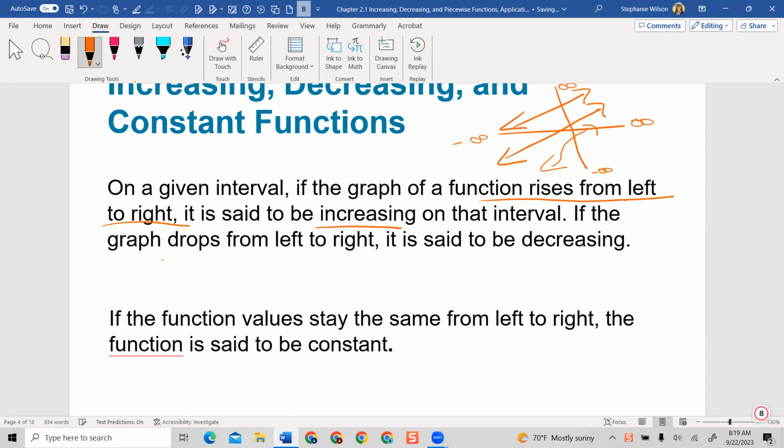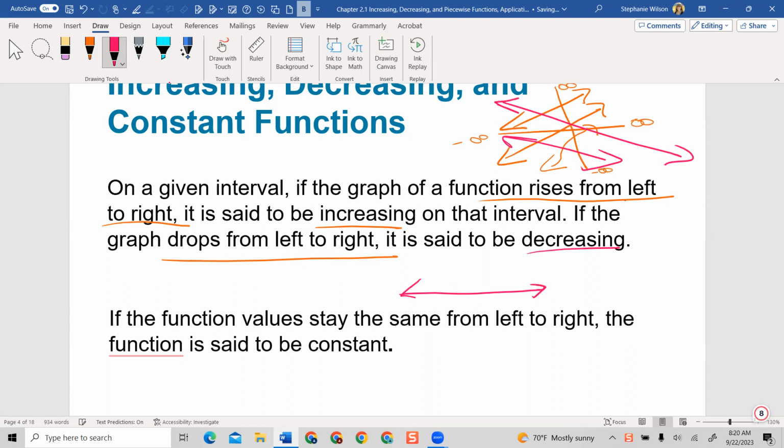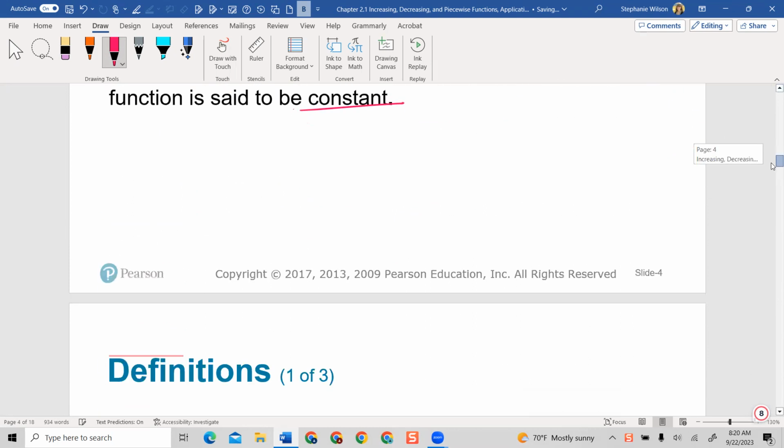If it drops left to right somewhere, then that's a decreasing function. But if I have a function that just makes a straight line, that's constant, okay, because it's constant at some point.